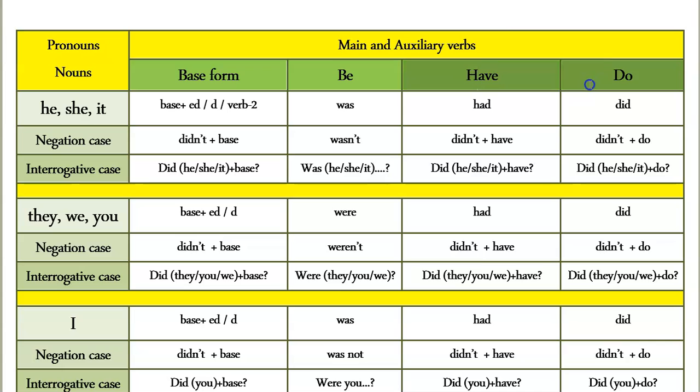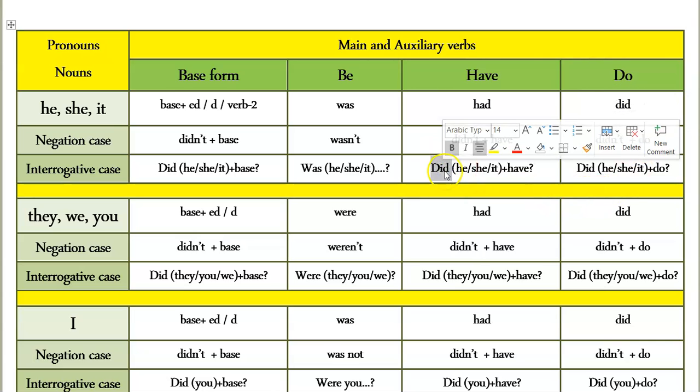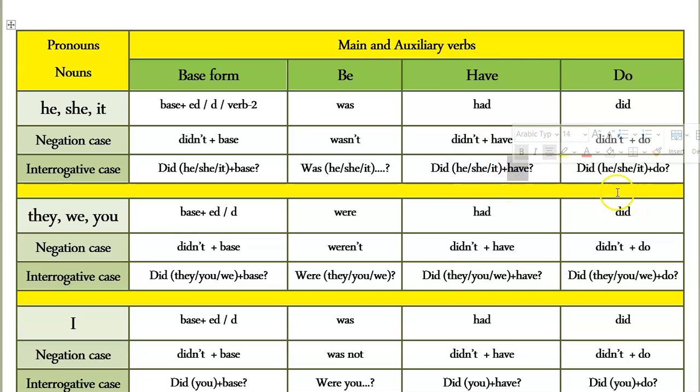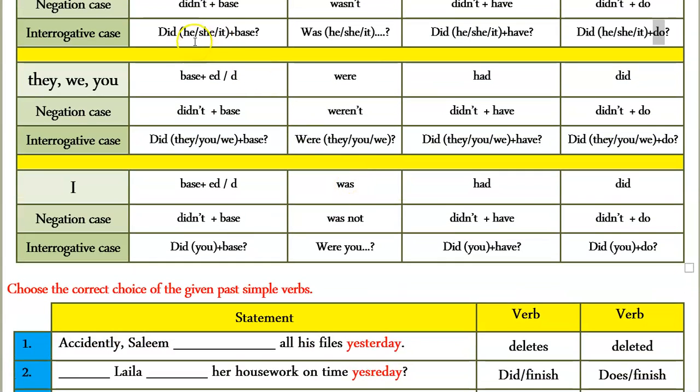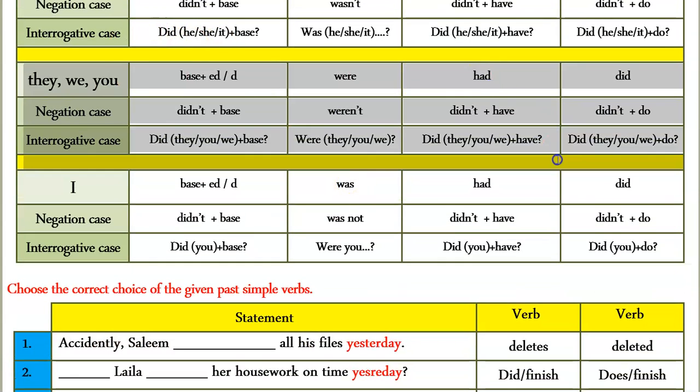Now, for do and have, again, we use did because we actually treat the verb to have and the verb to do as main verbs. So again, we have did followed by the base form, have, not has or had, again did followed by do. I'm referring to the interrogative here. Did is followed by the subject and then the base form of the verb. And this applies to the pronouns they, we, and you, and the pronoun I.